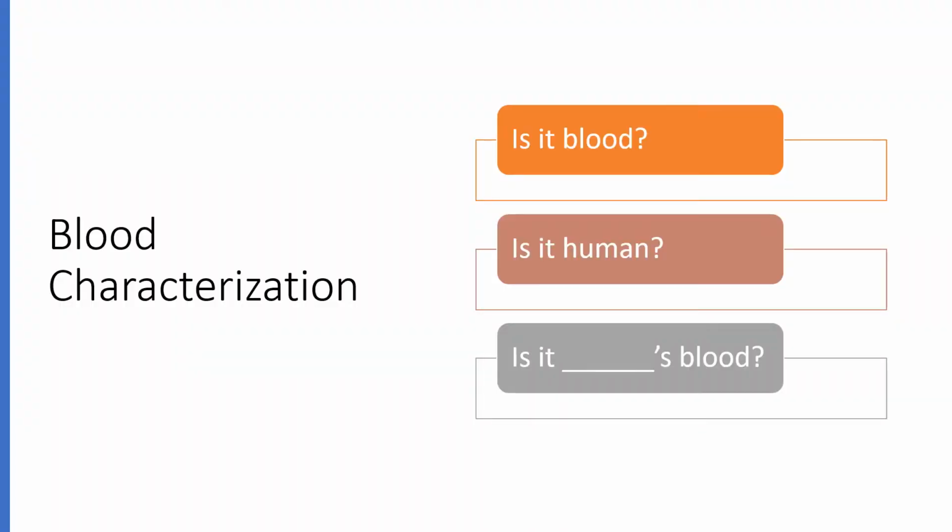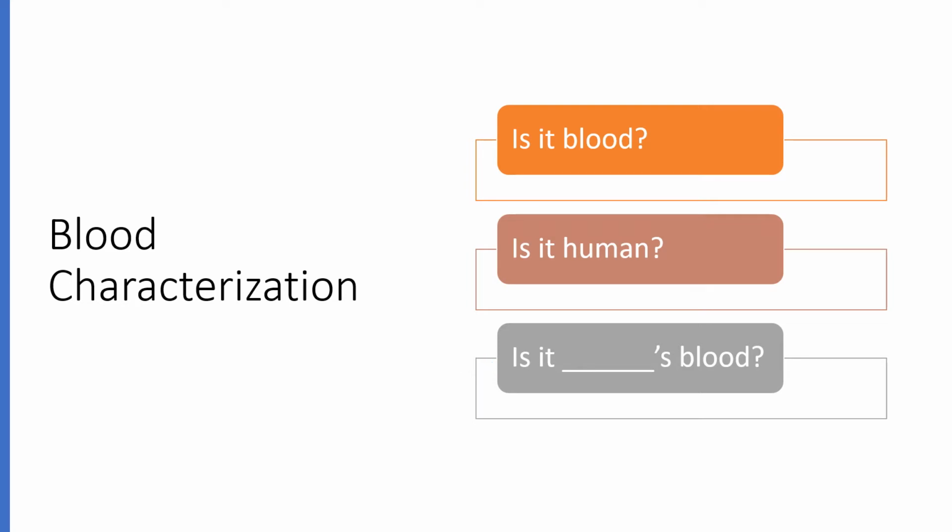3 things you have to determine at the scene when you think you found blood. You need to determine, well, is it blood or did somebody's Frank's Red Hot explode? If it is blood, did it come from a human or was somebody butchering a chicken in their living room? And finally, is it so-and-so's blood? Is it the suspect's blood? Is it the victim's blood? Is it the person's blood that you think it actually came from?